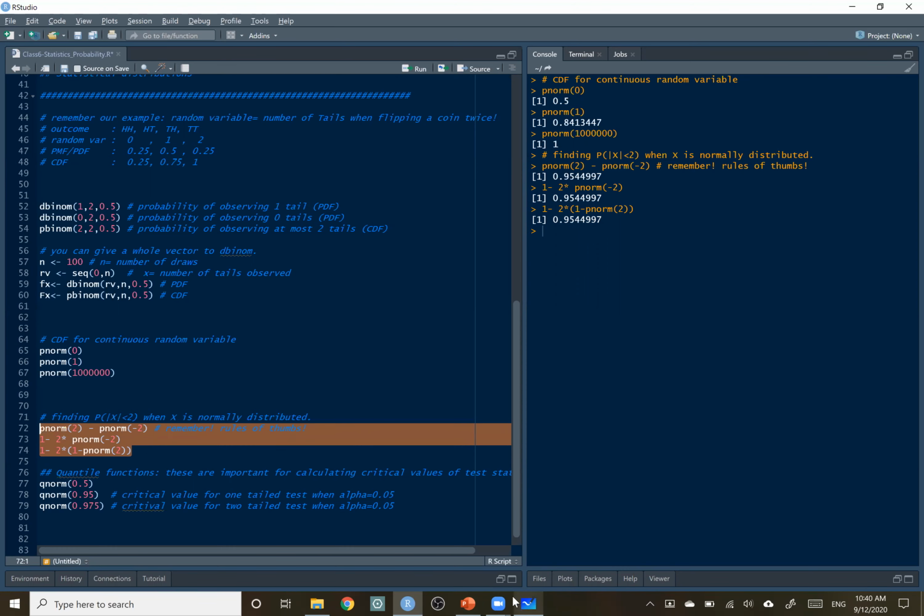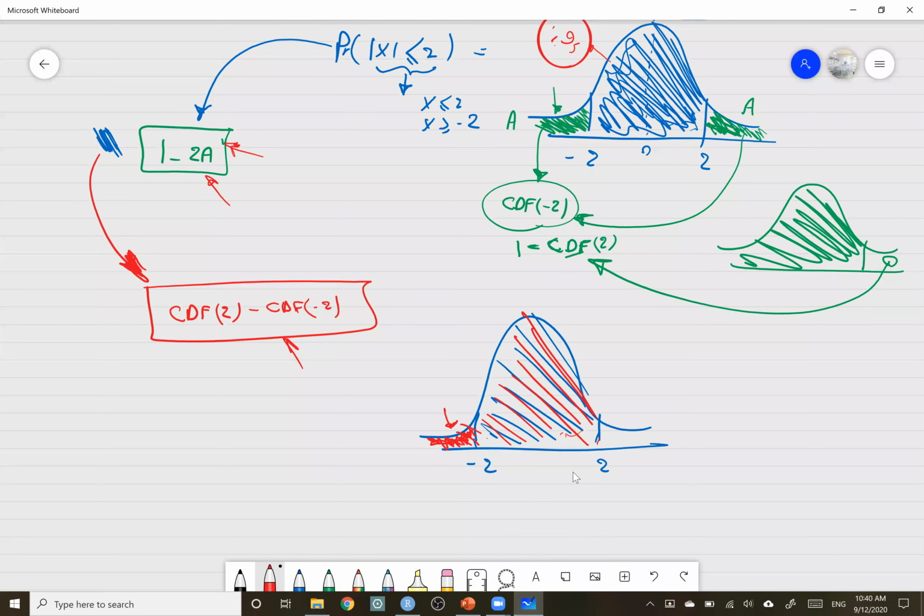Usually, my suggestion is to start with the drawing and then try to figure out which one to use. And again, these are not the only ones that you can come up with. So maybe you can come up with the answer differently.